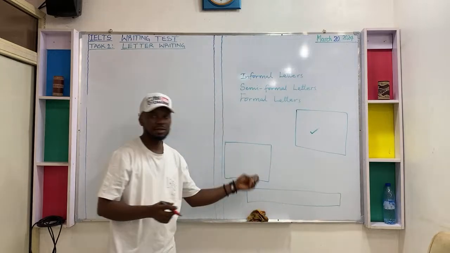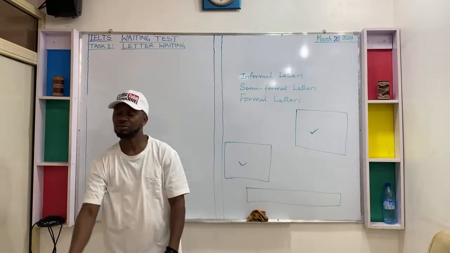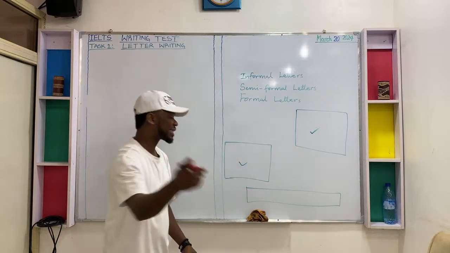So what do you write here? The recipient's address. And what do we write here? The subject of the letter.